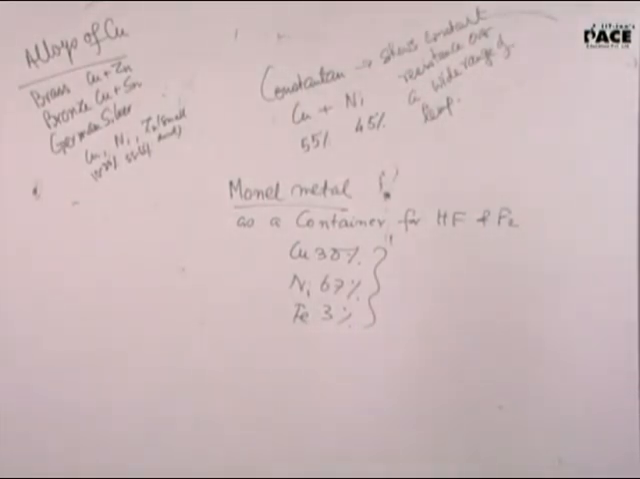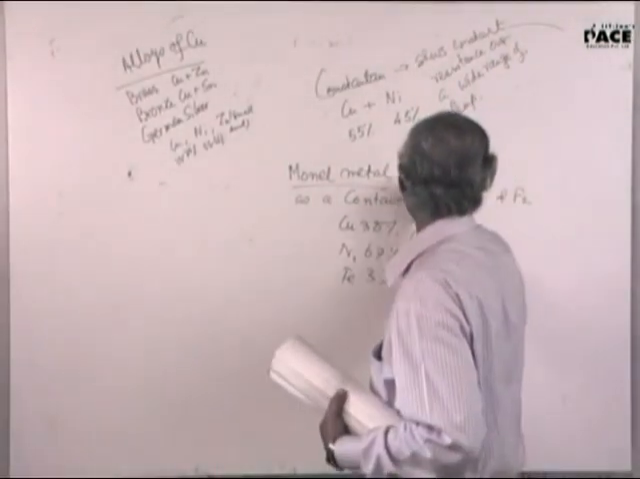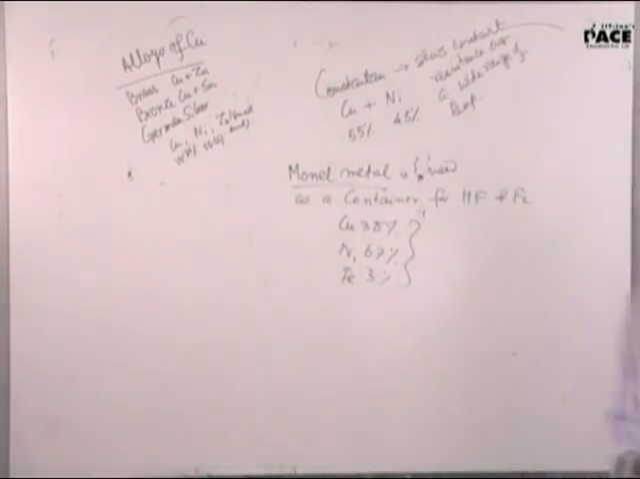HF and fluorine, hydrofluoric acid and fluorine, are highly corrosive substances. They react with almost all the metals. So it was a difficult thing to find a suitable container for fluorine or HF. But monel metal is used as a container for HF and fluorine. That is why monel metal is so important.